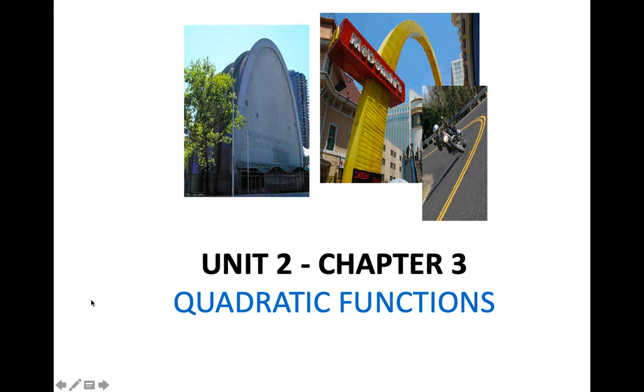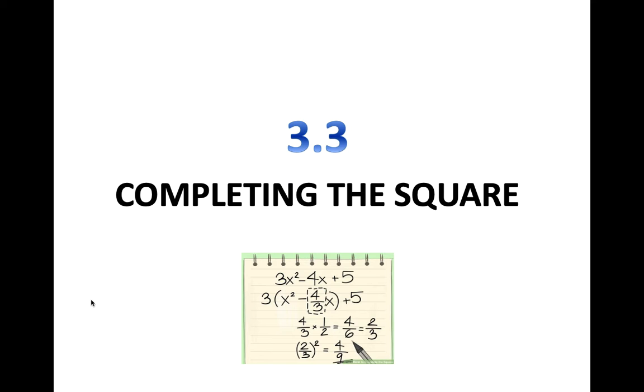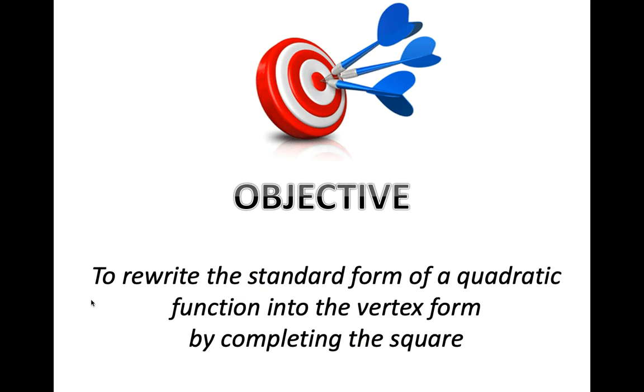There we go. So we're working our way through Unit 2, Chapters 3 and 4 on quadratic functions. And I'm taking a look at 3.3 in this video, where we're looking at completing the square. The objective is to help you understand how to rewrite the standard form of a quadratic function into the vertex form using the method we call completing the square.